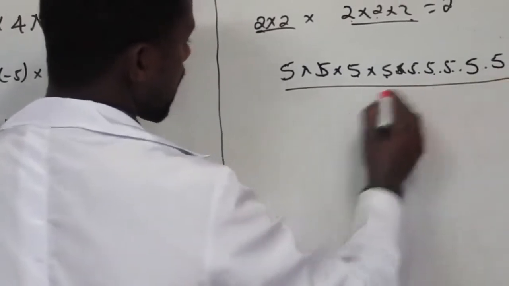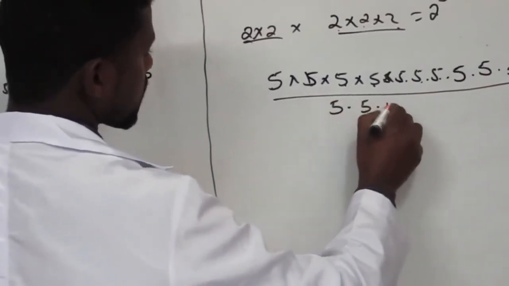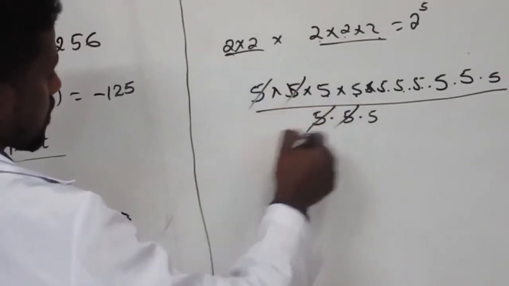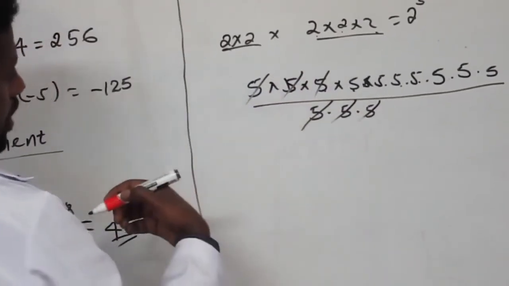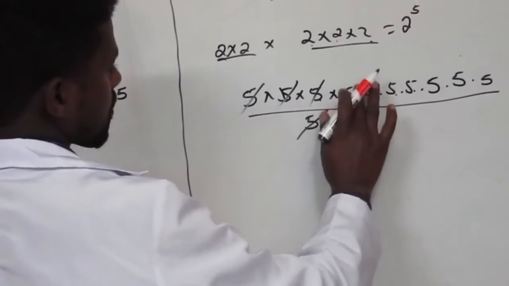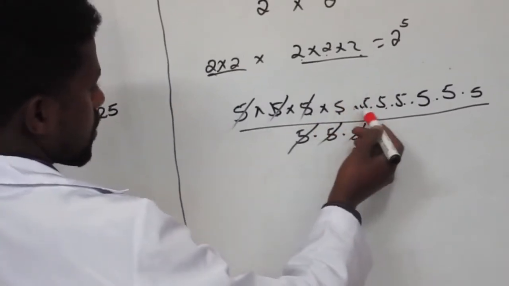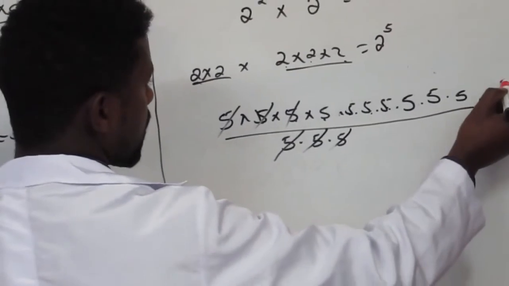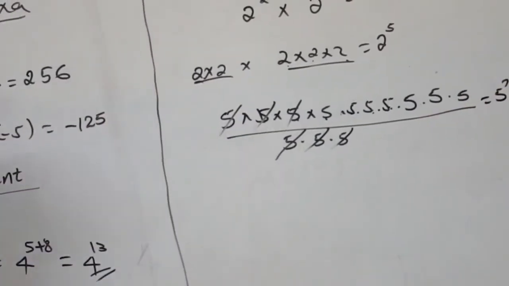Then the 5's in the numerator can be simplified by the three 5's in the denominator. For example, 5 times 5 times 5 times 5, and so on, all divided by 5 times 5 times 5. Now one 5 is cancelled by this one, this also cancelled by this one, and count the number of remaining 5's: 1, 2, 3, 4, 5, 6, 7, which is 5 to the power of 7, similar to this one.